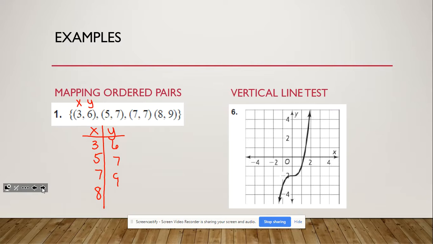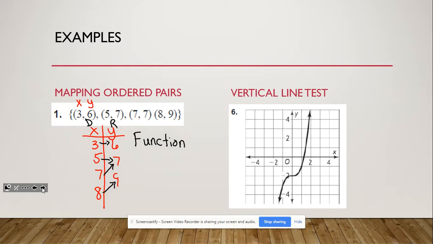Now, I want to draw arrows from the x values to match them up with the y values. Remember, my x is my domain, and my y is my range. 3 goes to 6. 5 goes to 7. 7 goes to 7. And 8 goes to 9. Because each of the x values has one and only one arrow, this is a function. Remember, I am not concerned about the y values when I am testing for a function.